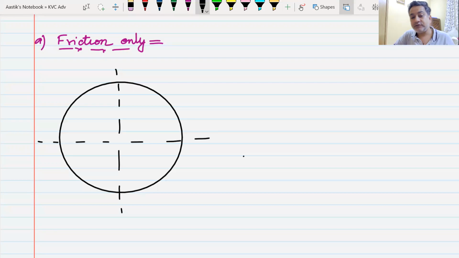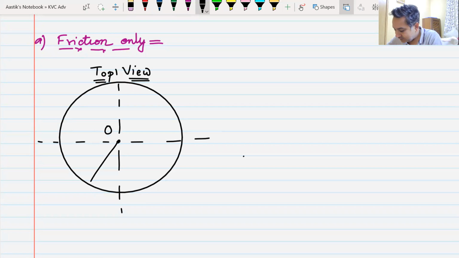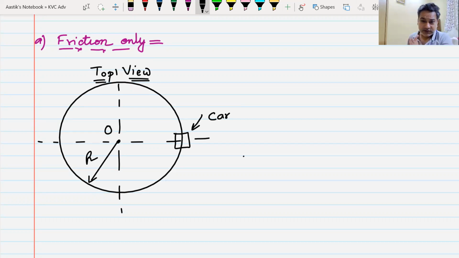So this is the top view of a vehicle turning on road. Remember, this is a horizontal circle, so I am showing you the top view. The vehicle turns on a circle, so it has a center O, it has a radius R on which it has to turn. Now, this is the vehicle, your car, which is trying to turn on this road. It is definitely moving with some velocity V.